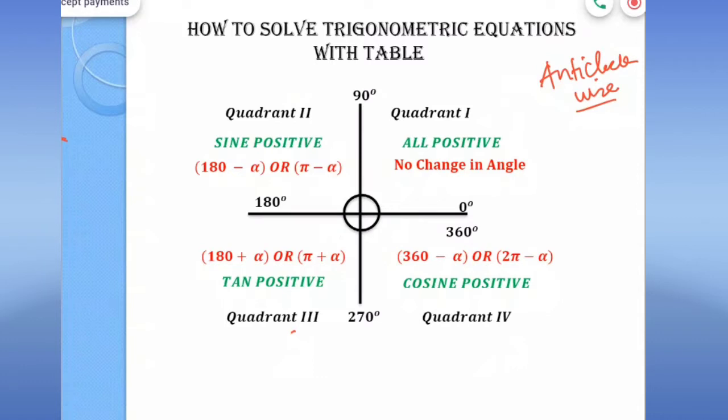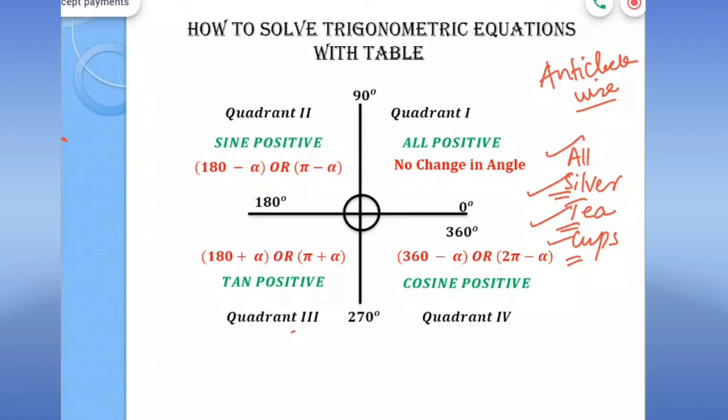The short form is All Silver Tea Cups. We can also memorize Add Sugar to Coffee. Okay, so this is the way of learning. The first quadrant means all positive. For S, that means sine positive, for T, tan positive, and for C, cos positive. That is in arrangement: first quadrant, second, third, and the fourth one.